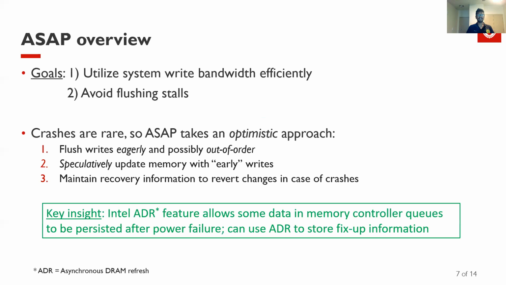One of the key insights is the feature of Intel systems today called ADR, which allows some of the data to be persisted even after a power failure. ASAP leverages ADR to store the fix-up information.